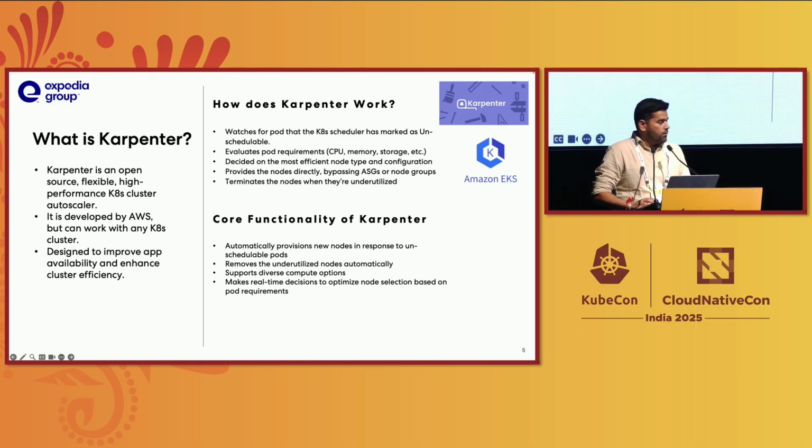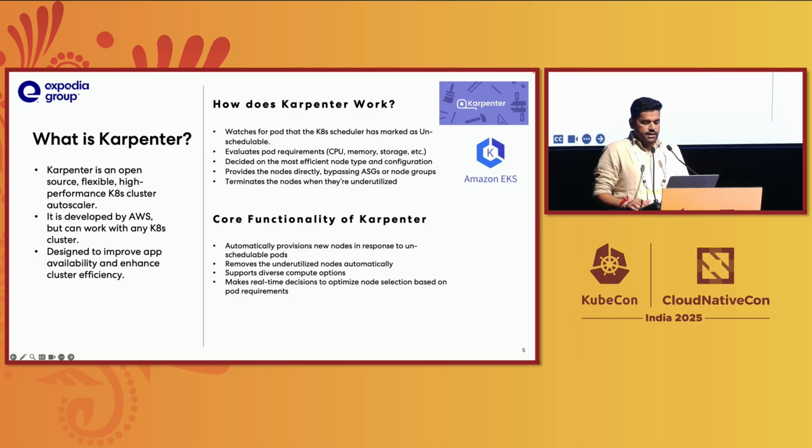How does Karpenter work? Karpenter continuously watches the pods that the Kubernetes scheduler marks as unschedulable, meaning they cannot be scheduled or placed on any of the existing nodes. It evaluates the pod's resource requirements such as CPU, memory, and storage to understand what kind of node is actually needed. Then based on that evaluation, Karpenter determines the most efficient node type and configuration for the pod.